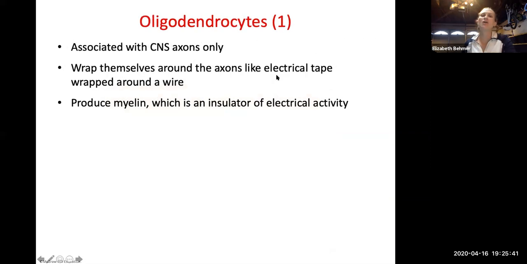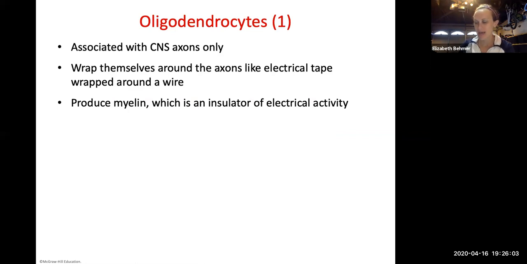And then we have the oligodendrocytes. It's important to note that they are associated with the central nervous system only. And they wrap themselves around the axons like electrical tape wrapped around a wire. And they produce myelin, which is an insulator of electrical activity.